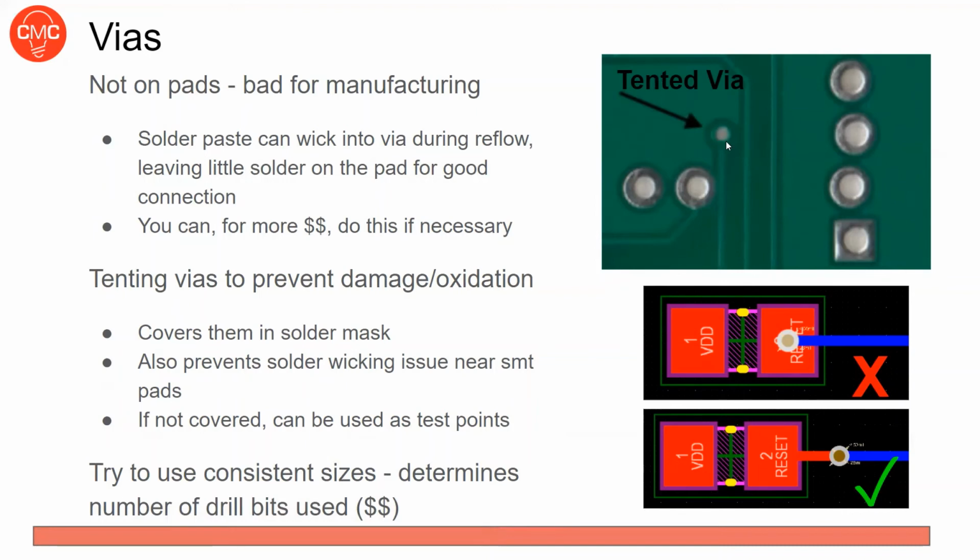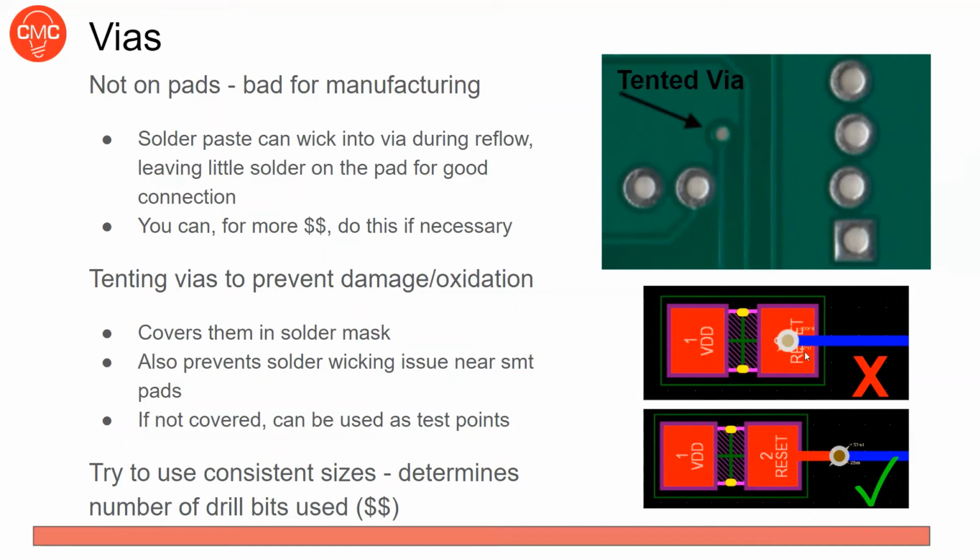A few different things about how you should do your vias. Don't put them on pads. This is bad for manufacturing. Basically, if you're getting this assembled by a fab house, solder paste, which is basically like solder, can wick into the via, and it won't leave as much solder paste on the pad, so it won't make a good connection with the component that's placed on that pad.